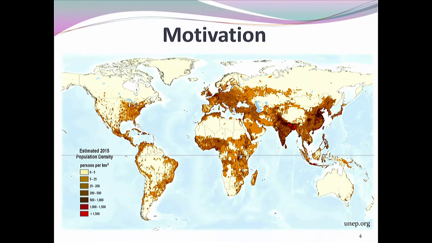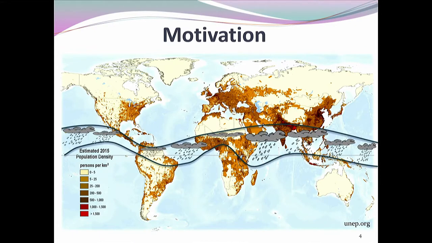Then this is a map of the population density for 2015. As you can see, the most populated areas are concentrated in the tropics, as in Africa and South America. And this area is the region where the ITCZ acts. The rain associated with the ITCZ is important for agriculture and other kinds of activities.